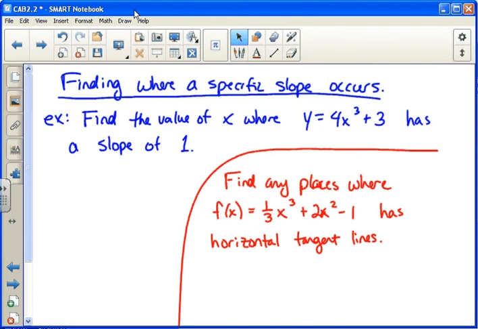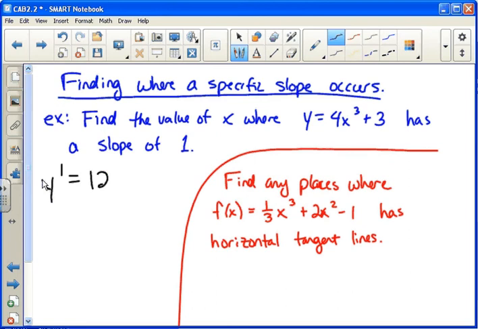So this says find the value of x where y equals 4x cubed plus 3 has a slope of 1. So we want to know where 4x cubed plus 3 has a slope of 1. Well, you remember that derivatives find slope. So when the slope is 1, the derivative will also be 1. So we're going to take the derivative of y equals 4x cubed plus 1 and get 12x squared. And we want that derivative to be equal to 1, because if the derivative is 1, then the slope is 1. So now I just find the value of x, so I solve for x.